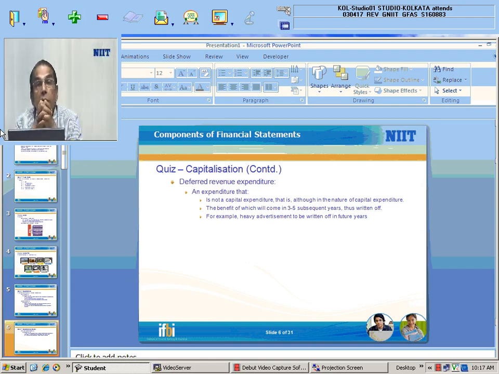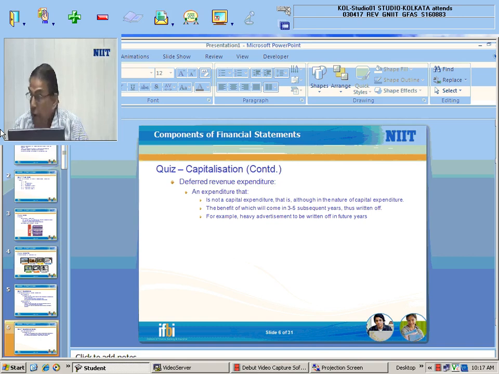Here the benefit will come over a period of time. So deferred revenue expenditure and capital expenditure are similar in nature, because in both cases the benefit from that expenditure will be over a period of time, more than 1 year. But this is not treated as a capital expenditure because it doesn't create any fixed assets. Just by giving advertisements, you are not creating any fixed or intangible asset.